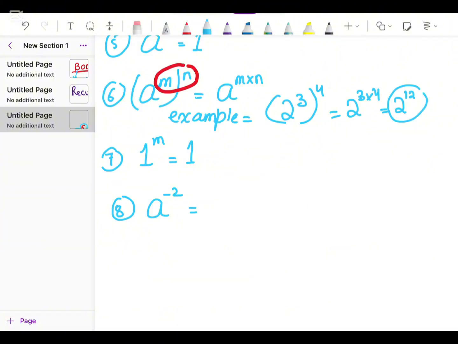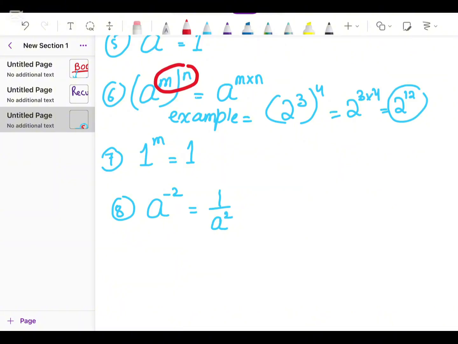Now how to change the power sign? Now listen to me carefully. What you need to do is just reciprocal the base. When you reciprocal the base, the power automatically will become positive. As you see, the question is a raised to the power negative 2. When I reciprocal it, 1 upon a, the power will become positive.